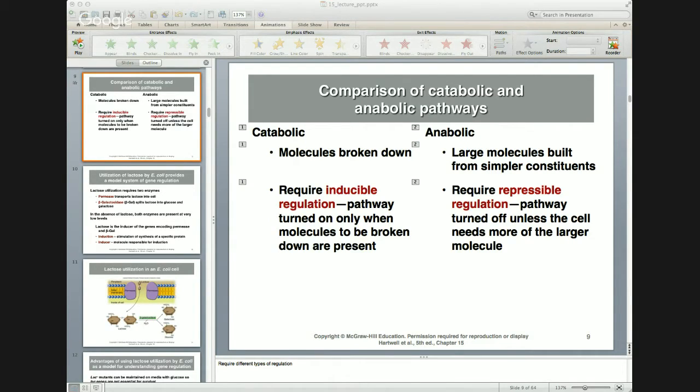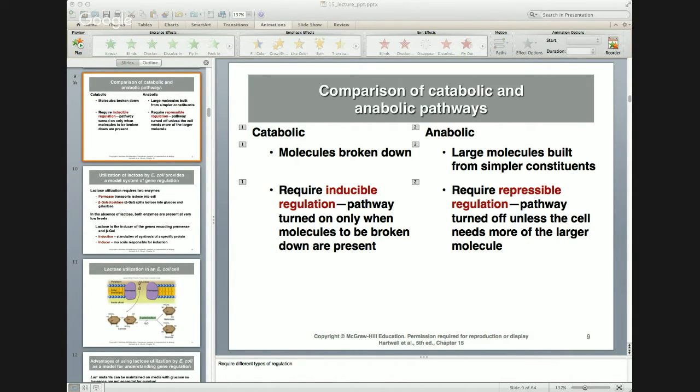So only when a cell, for example, bacteria, is in the presence of a catabolite, for example, in the presence of glucose or in the presence of lactose, only then will the genes necessary for breaking down the lactose or the galactose be turned on to full expression. Okay, so catabolic pathways involve the breaking down of molecules and require an inducible type of regulation. So regulation is only induced in the presence of these catabolites.